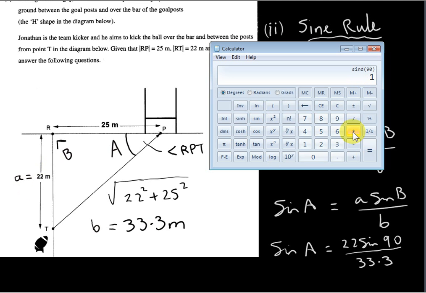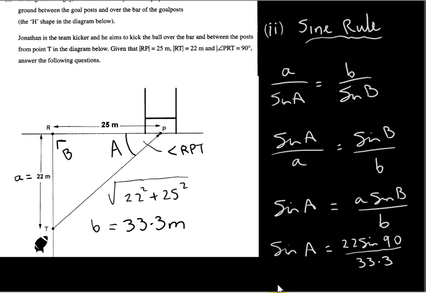And we have to multiply the sine of 90 by 22 and divide by 33.3. So here's the sine of A. To get A, we get the inverse sine of this. So to 2 decimal places, we get 41.35 degrees. Now that's one way to do it.